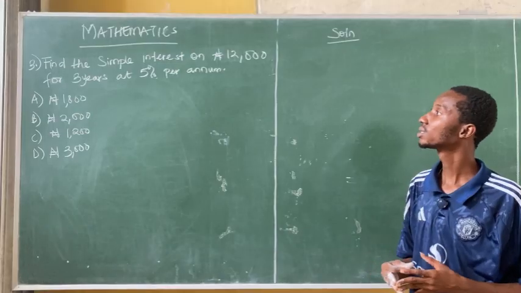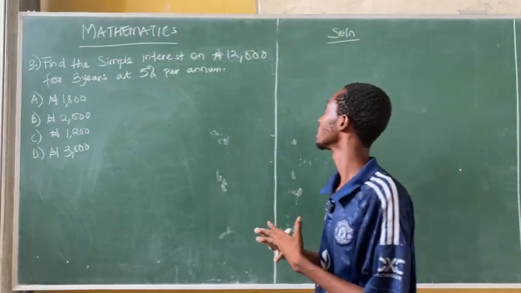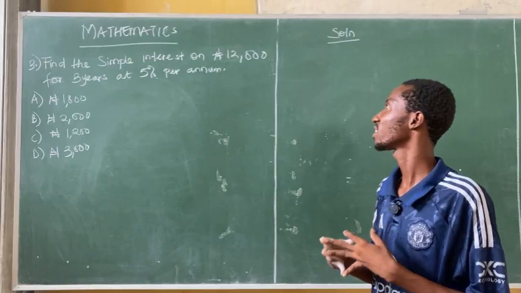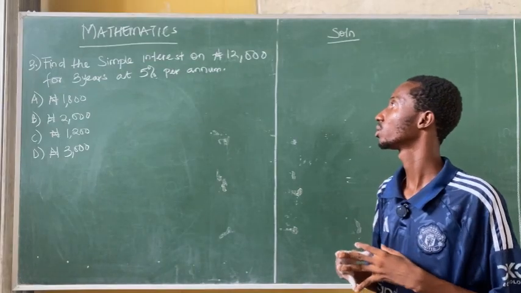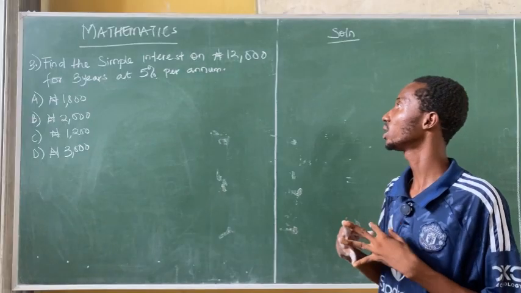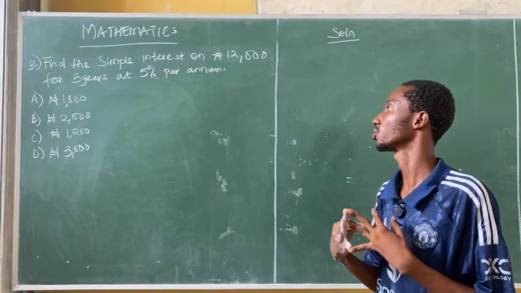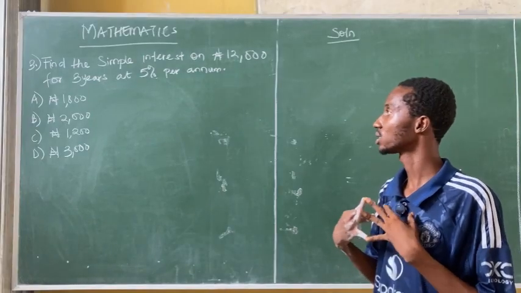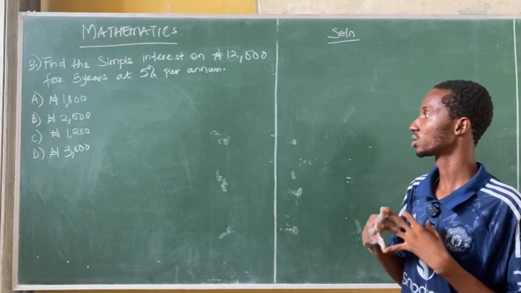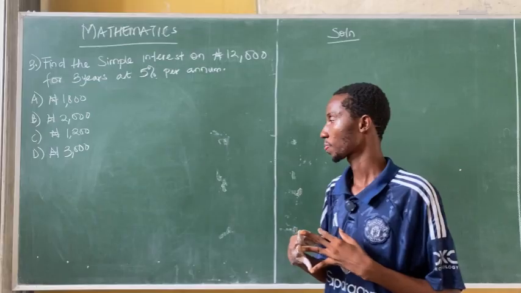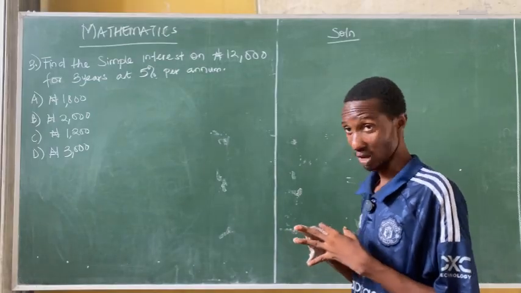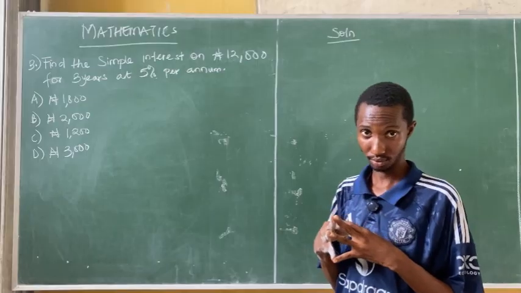Question 3 says, find the simple interest on 12,000 naira for 3 years at 5% per annum. Option A says 1,800. Option B says 2,000. Option C, we have 1,200, and option D, we have 3,000.